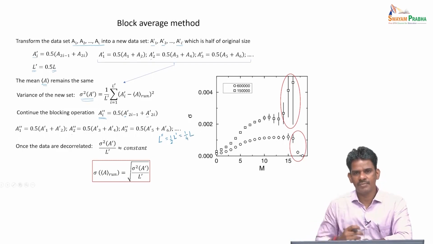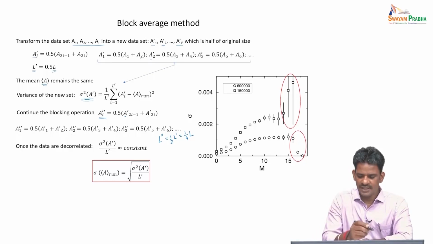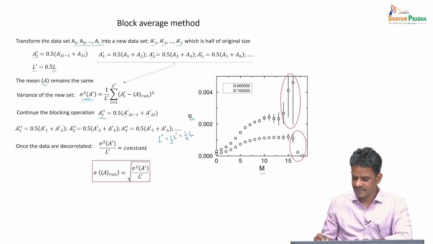So, at every block operation, what we are trying to do is compress the data into half, and we continue this operation. As we continue this block operation, in each of those blocks we calculate the variance, and then we can plot the variance or the square of the variance versus the block operation. Once the data set becomes uncorrelated, we will see that the quantity sigma square by L prime will become constant.